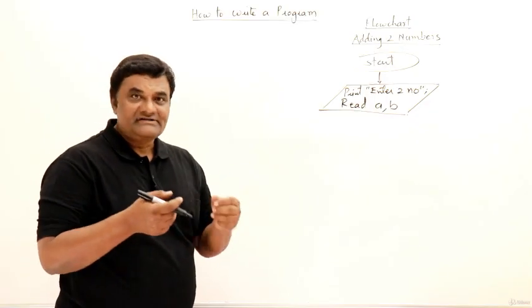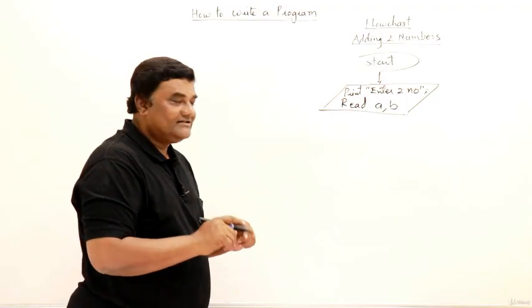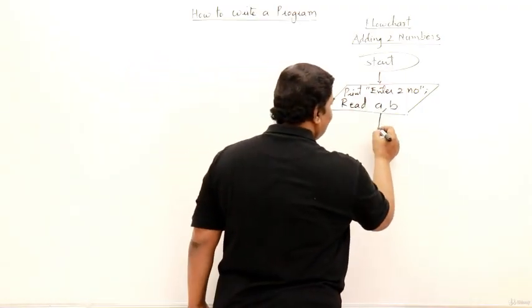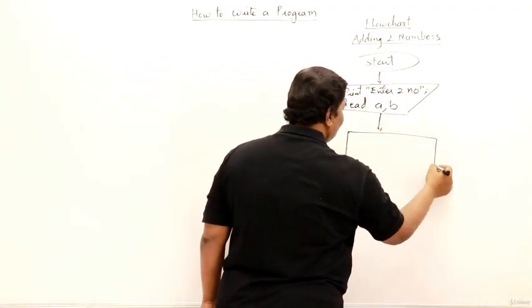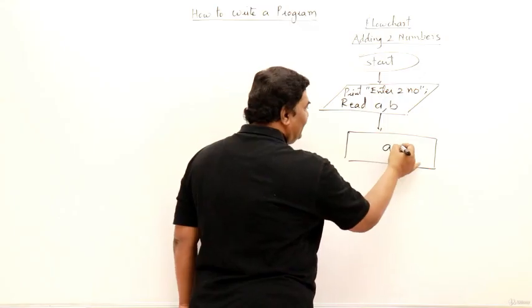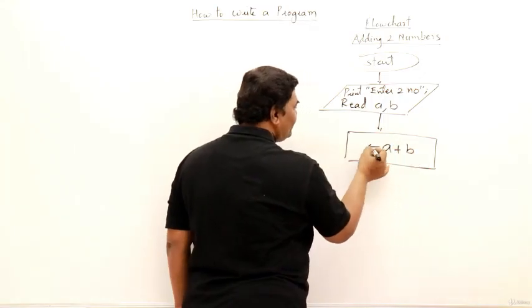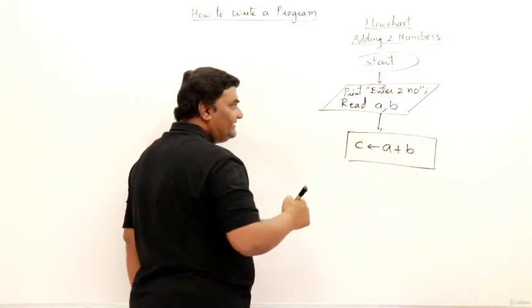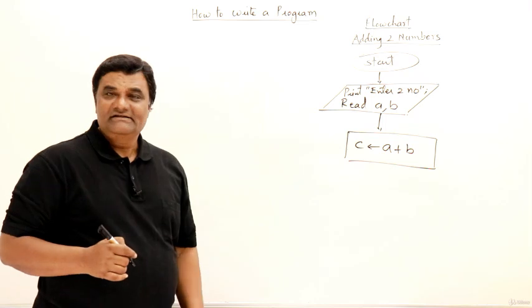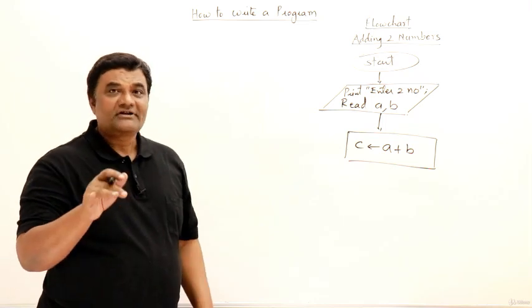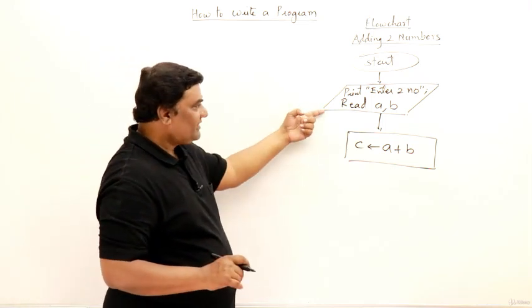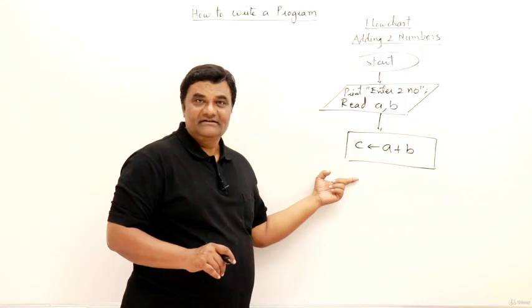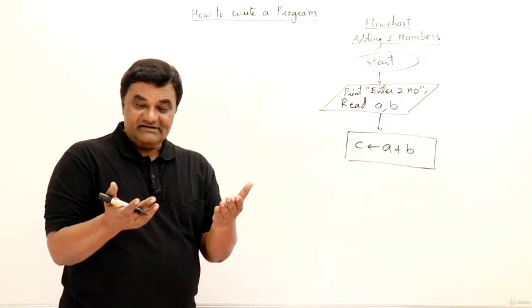So I can process. For process, a rectangle is used. So the next step is a process, and a rectangle is used. So I should add A and B, and the result I should store in some other variable. Now it is in C. Result is in C. So it means for any program, for taking input you have to write this, and for process you have to write like this. Then now I have the result ready.